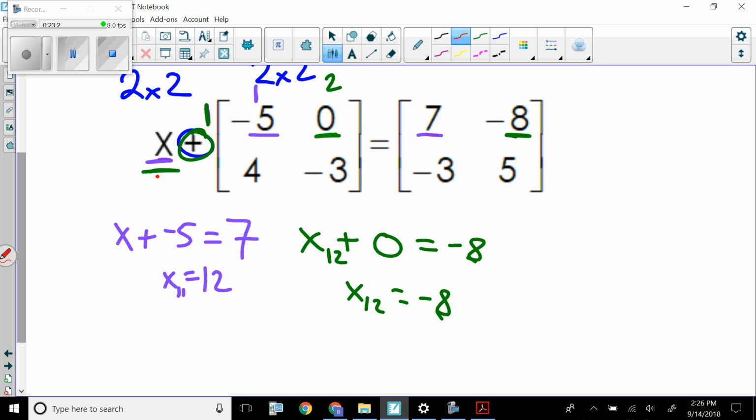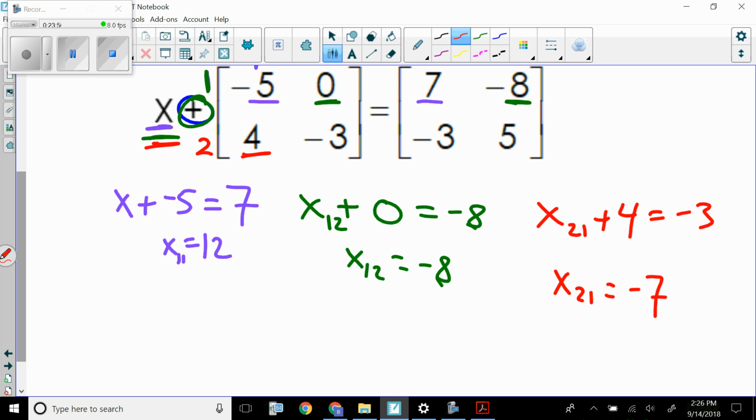I have x again. This one, though, now I'm using the 4. Well, that's the second row, first column, so that's x sub 2,1, plus 4 equals negative 3. I subtract 4, and I get x sub 2,1 equals negative 7. And last but not least, I need to find x sub 2,2, which would be plus a negative 3 equals 5. And then I find x sub 2,2 equals 8.